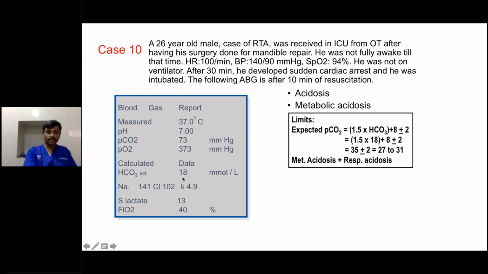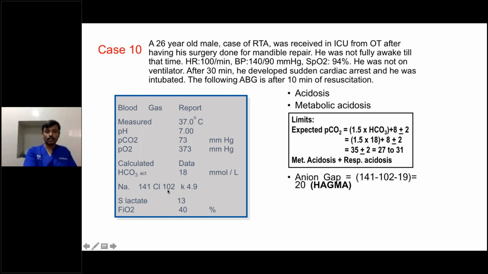The moment you take metabolic acidosis, you have to look at the respiratory compensation. 1.5 times the bicarbonate plus 8 comes around 35 plus or minus 2. There is something wrong here. The PCO2 is definitely more than the expected 35. It is 73. So there is a respiratory acidosis also. So there is a metabolic acidosis plus a respiratory acidosis. Then calculate the anion gap.